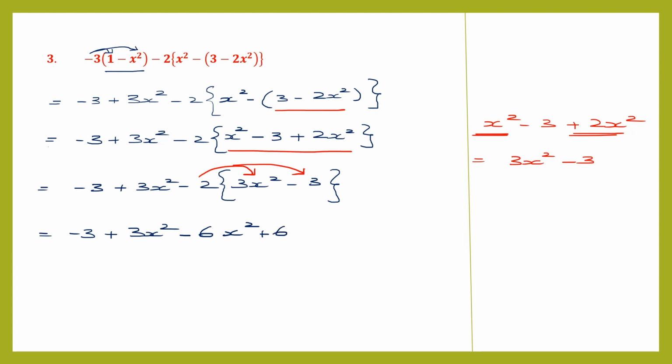Now you can remove the brackets. Now let's work on the like terms. Here we have minus 3 and we have plus 6. So we can work on these. Signs are different. So let's put the sign of the bigger number and subtract. 6 minus 3 is 3. Again we have like terms, 3x squared and minus 6x squared. Signs are different. Put the sign of the bigger number and subtract. 6 minus 3 is 3. 3x squared. So what is your answer? 3 minus 3x squared.